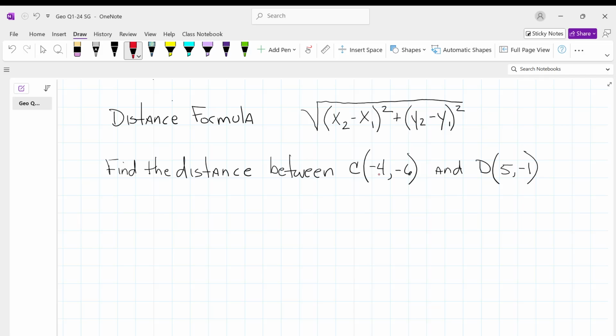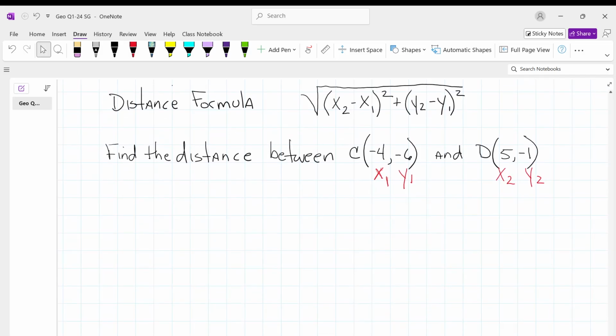You take point C. The first value in the parentheses is an x value, so we call this x sub 1. And the negative 6 is a y value for point C, so we call it y sub 1. And then for the x and y values at point D, we're going to label those x sub 2 and y sub 2. Then you're going to take these values that you just labeled, and you're going to substitute them into this distance formula where the corresponding variables are.